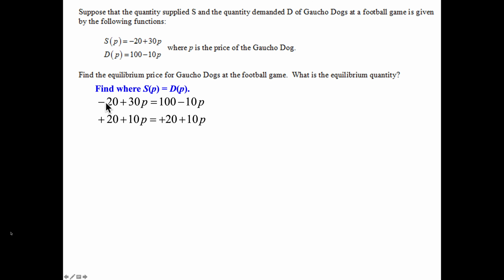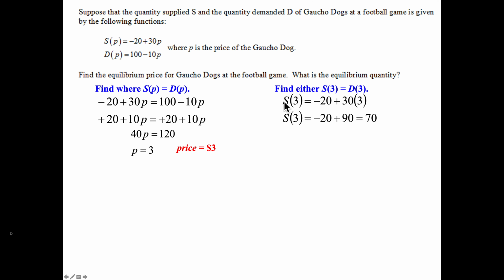I'm going to get rid of the constant negative 20, add that to the right. 40P equals 120, P equals 3. My equilibrium price is $3. My equilibrium quantity means just plug the 3 into either function. It doesn't matter. You should get the same thing.